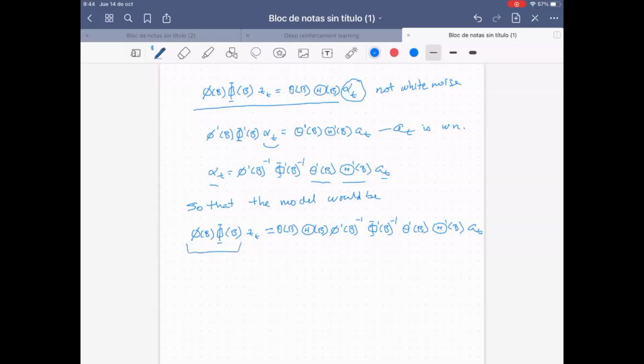This applied to Z t, so phi of B times capital phi of B applied to Z t will be this whole thing. Of course, things get complicated because if I want to forecast, I need to work with the estimates of the model that we already have. But that's a way that you can correct the model.